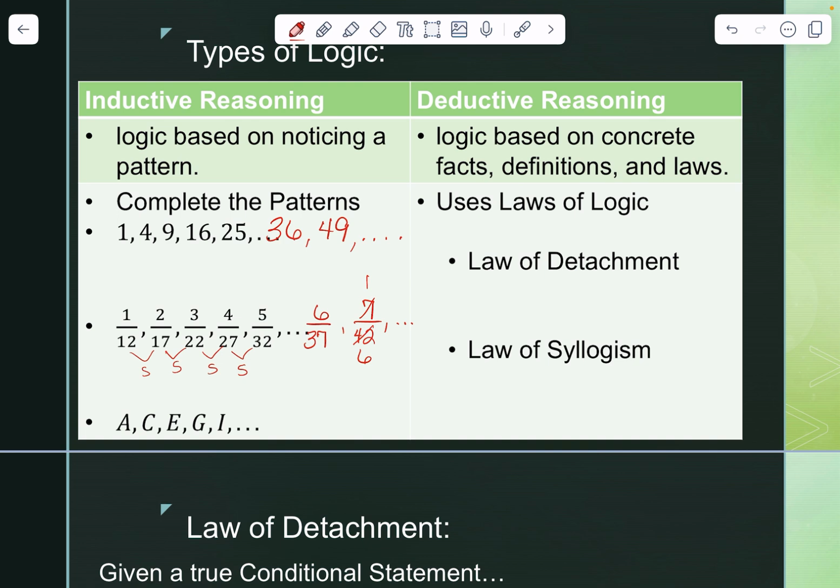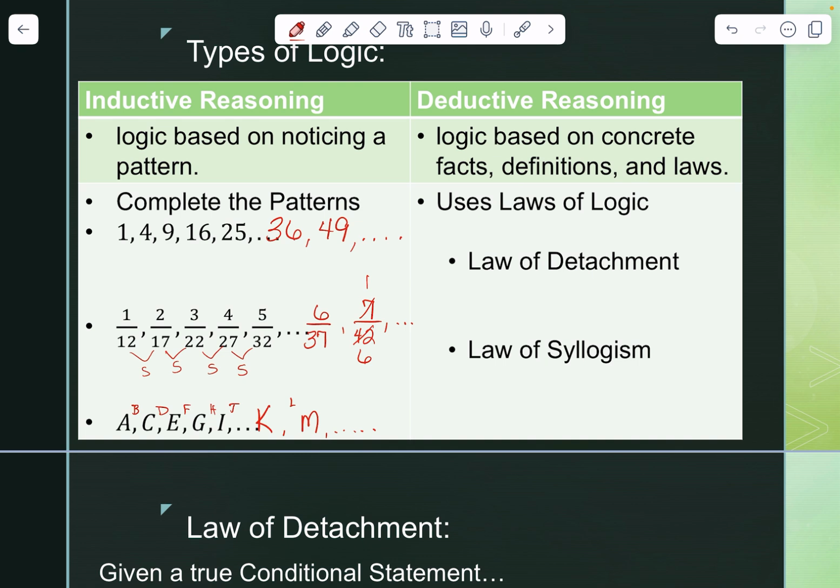Then if we look here at an alphabet one, we have A, C, E, G, I. Well, if we think about it, we have A, B, C, D, E, F, G, H, I, J. So the next one in the pattern would be K, L, M, and then it would keep going as well. So that is using inductive reasoning, basic logic based on noticing a pattern.